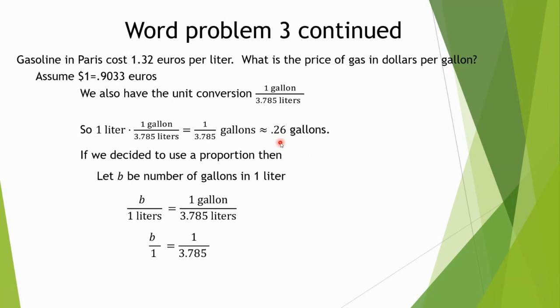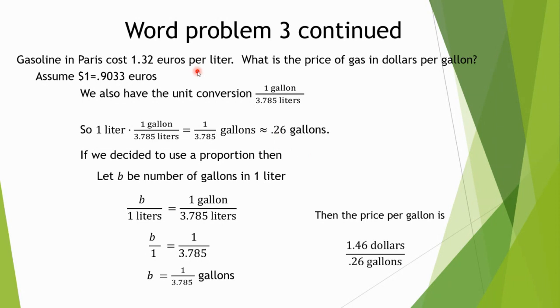Okay, so altogether, remember from before we had $1.46. So in dollars per gallon, the price of gas is $1.46 per 0.26 gallons. Again, the euros, we convert to dollars. The liter, we convert to gallons. That's all it is.